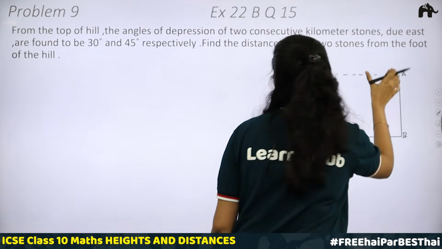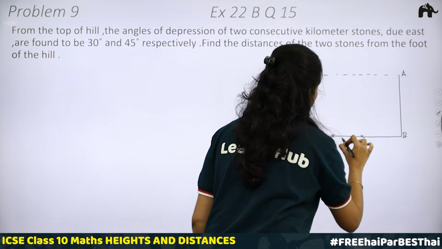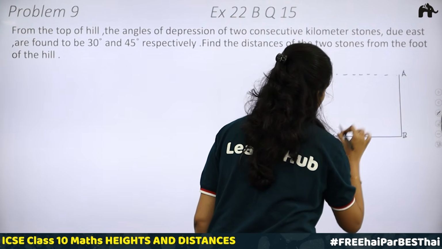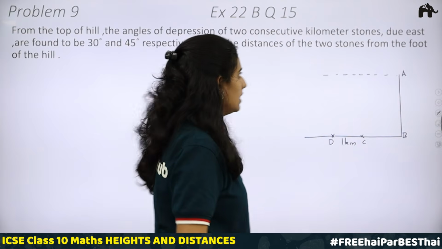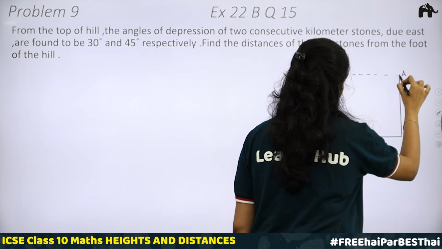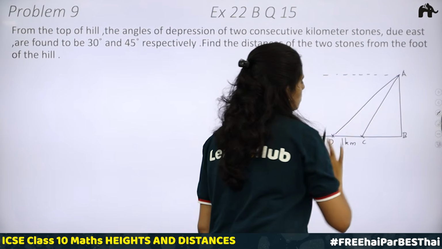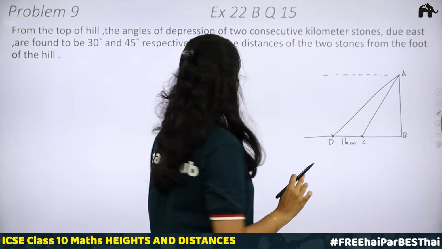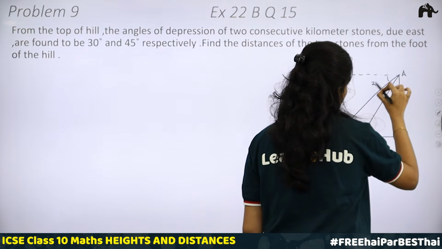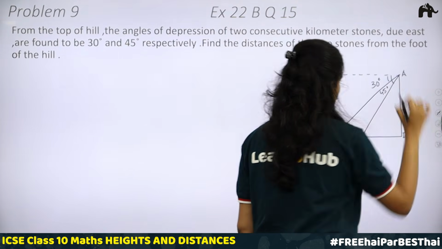From A, there are two stones which are viewed, at 1 kilometer distance from each other. Let the position of the first stone be C and the position of the second stone be D. Now, the angles of depression to the two stones from A are given as 45 degrees and 30 degrees. To the second stone it is 30 degrees and to the first stone it is 45 degrees.